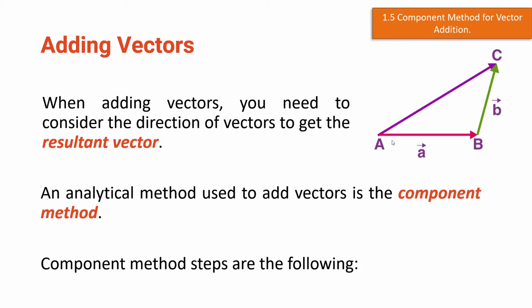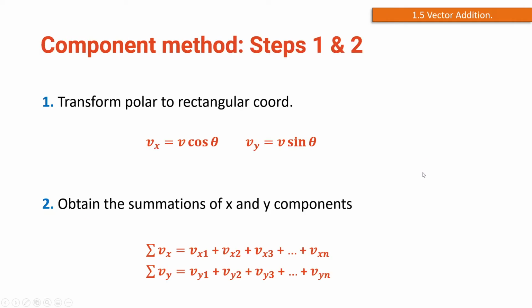In this case, vector A to B is the vector A, and from B to C, the green vector. If we want to get the addition or the sum of these two vectors, we need to consider the magnitude and the direction in order to get the resultant vector, which in this case is the purple one. We will use the analytical method to add them, and it is called the component method, and it contains the following steps. Step number 1, transform polar to rectangular coordinates.